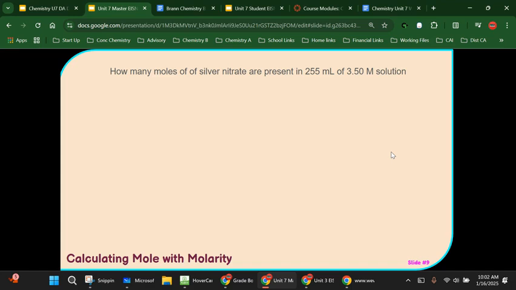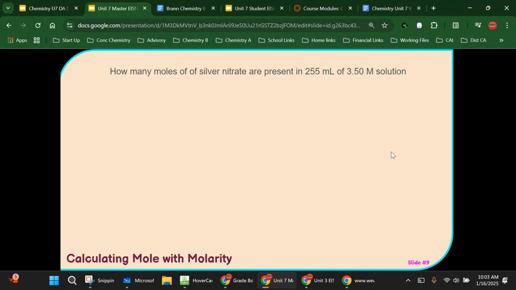But I do know how much solution. How much solution? Well, just tell me first, Eric. 255 milliliters. Now, to put it in here, I do need it in what unit? Liters. So how do we get from milliliters to liters? Correct. We are going to divide by 1,000. There's the math to show you that we are going to do that.